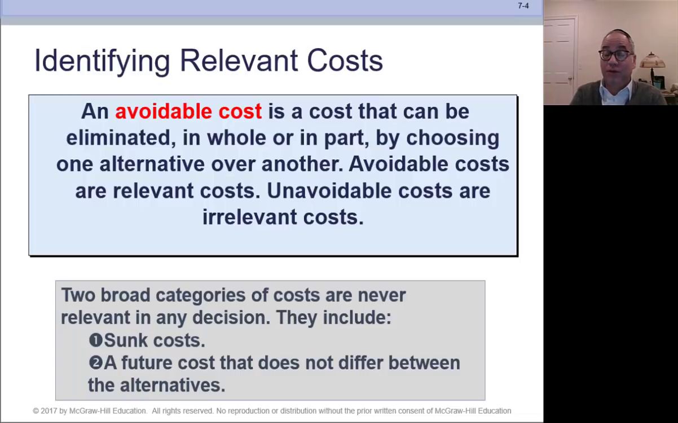Another thing that might confuse you in this process is a future cost that does not differ between the alternatives. You know you're going to have to pay more money later on for something else.